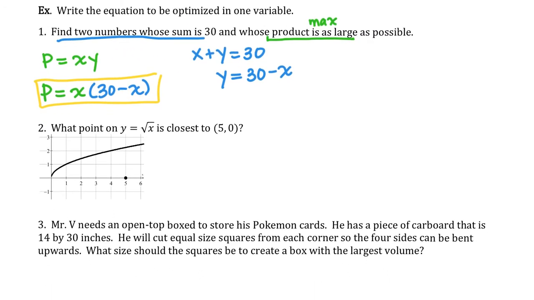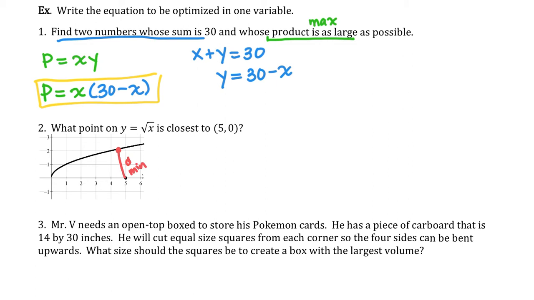Okay, they've already given me a graph. What point on y equals the square root of x, which is this function, is closest to 5, 0? Okay, so what am I trying to do? I'm trying to figure out a point somewhere on y equals root x, maybe like right here, such that this distance is the smallest possible. So I'm going to try to find the minimum distance value.